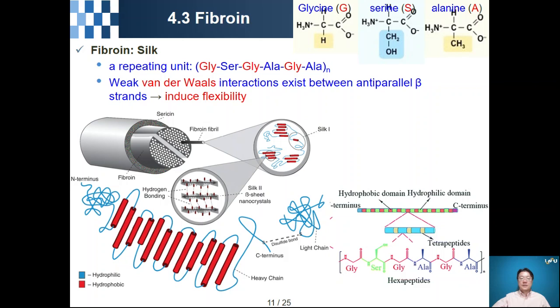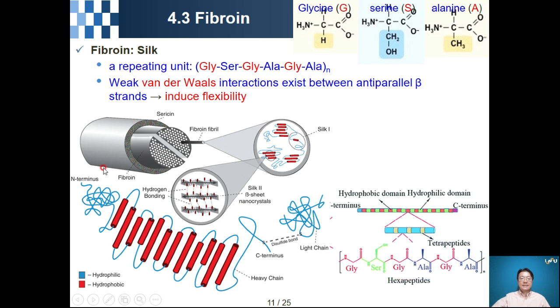In this slide I will further characterize the fibroin structure. Fibroin is composed of a repeating unit: glycine, serine, glycine, alanine, glycine, alanine. So they have this kind of hexapeptide repeat. You see here glycine, serine, glycine, alanine, glycine, alanine. So where does the repeating unit exist? I will show you.